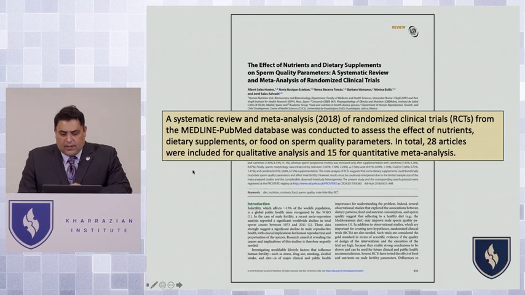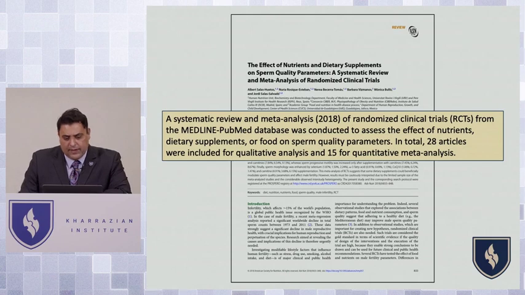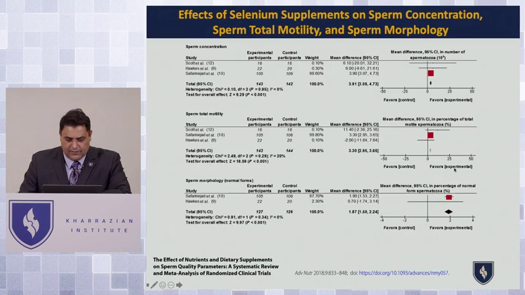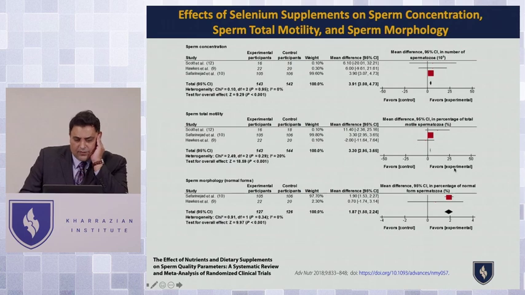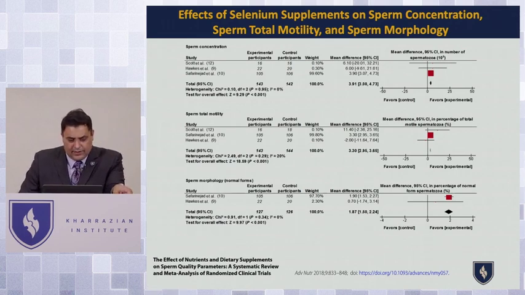Now, there was a very thorough meta-analysis conducted in 2018. It was a meta-analysis of randomized clinical trials, looking at the PubMed database, on the effects of nutrient dietary supplements on sperm quality parameters. In total, 28 articles were included in the qualitative analysis and 15 in the quantitative meta-analysis. So they looked at different factors as a composite score to see what the researchers found when they looked at these clinical trials.